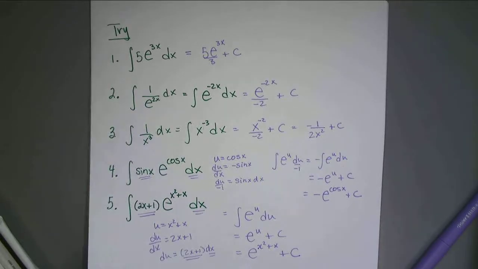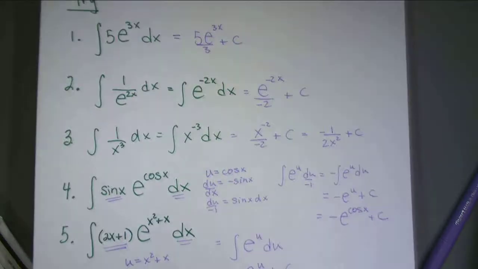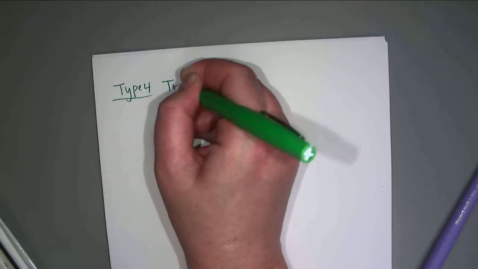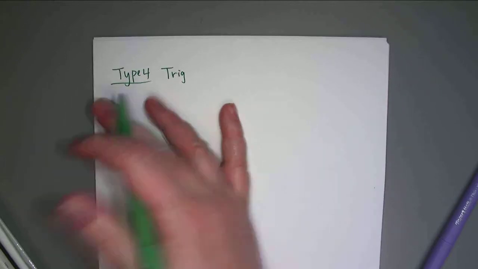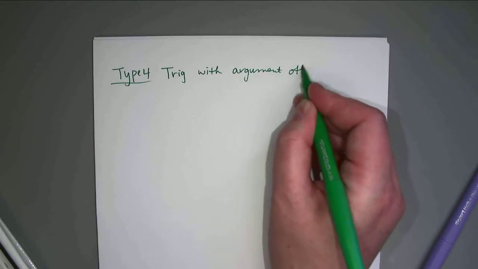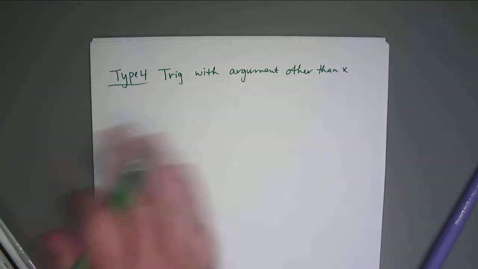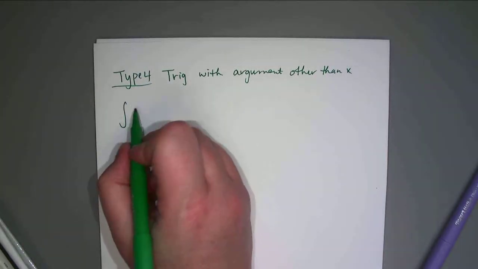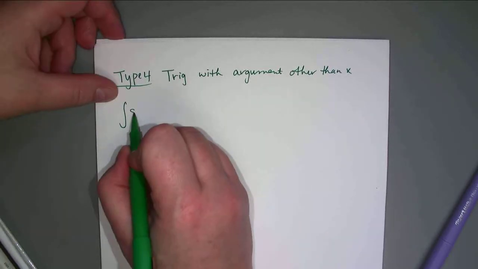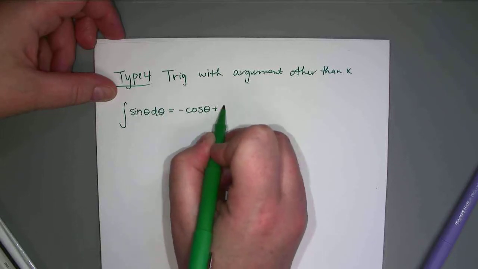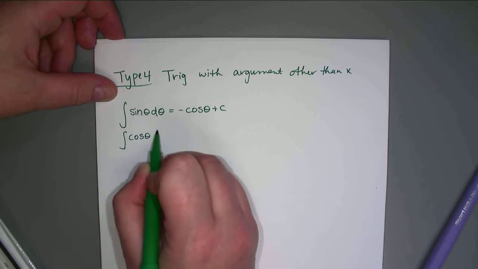Okay, the next type is trig with arguments other than x. So they work the same way as the exponential. So again, the linear ones, those should be very straightforward. Let's just write down the trig integrals that we know before we start.